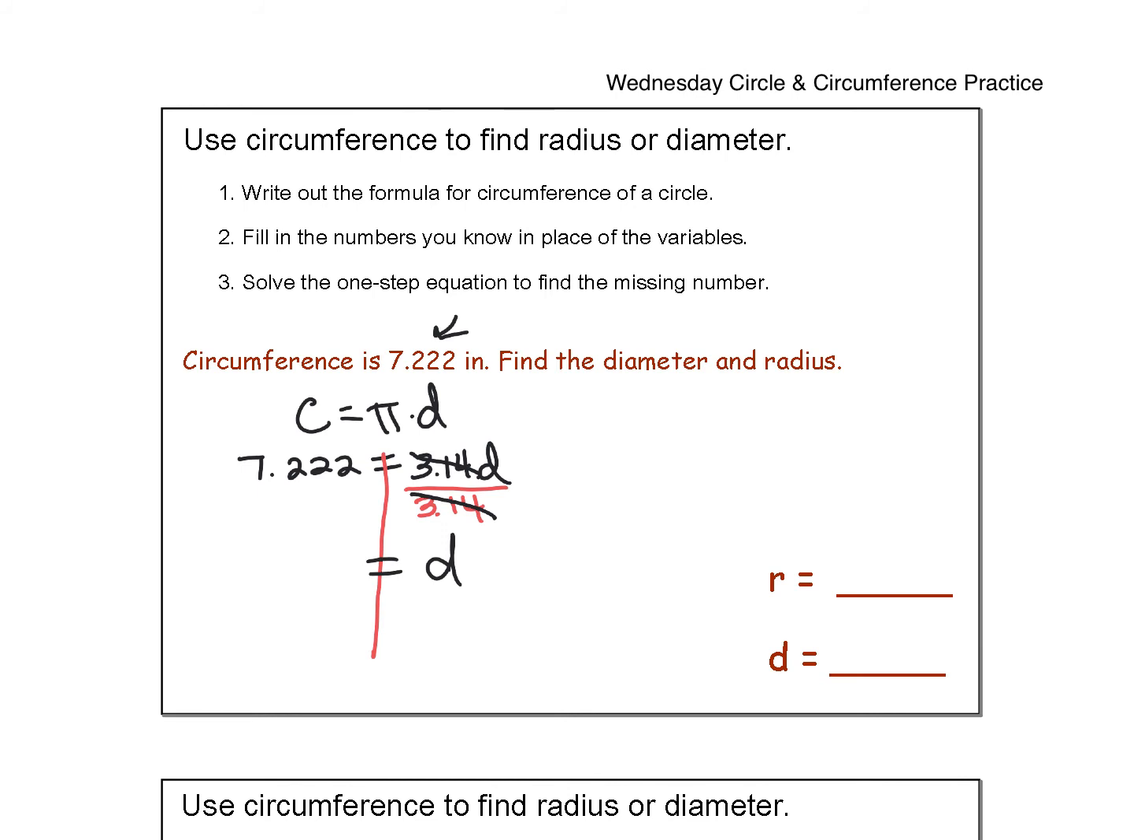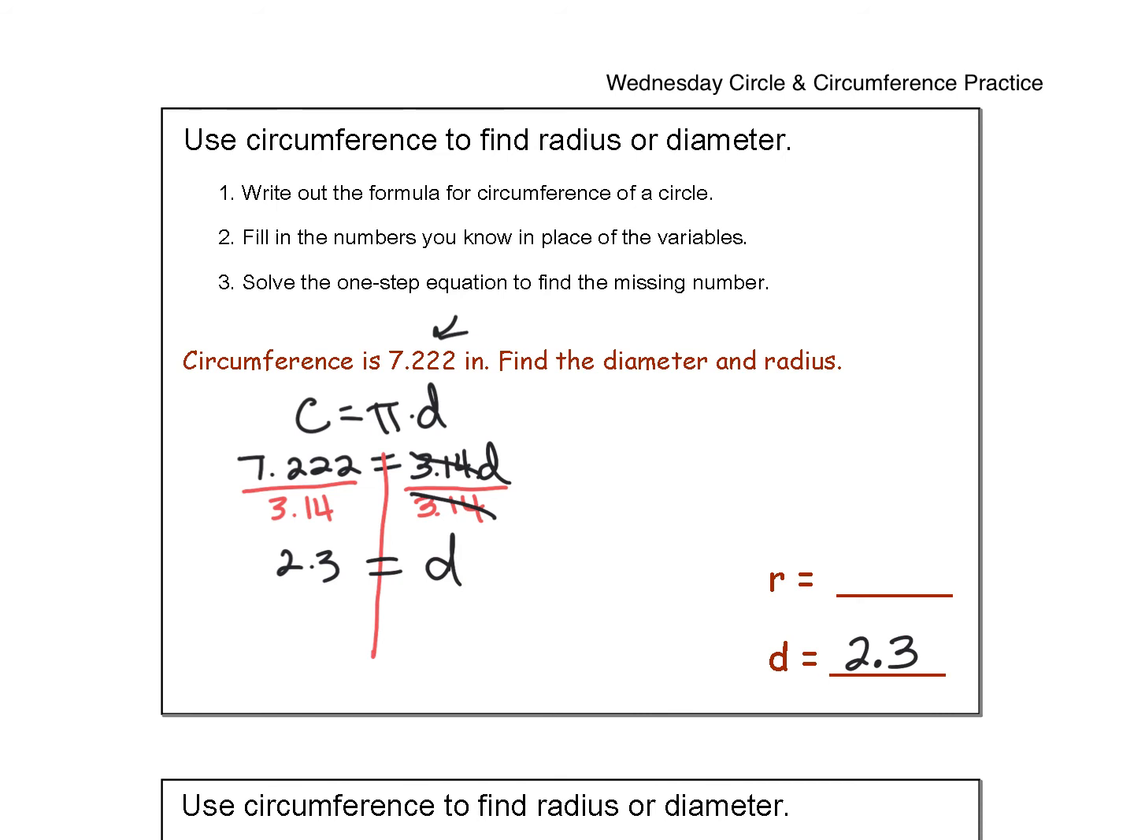All right, and then let's remember when we solve equations, whatever we do to one side of our equation, we always do to the other side of our equation. So since we divided the right side by 3.14, we have to divide the left side by 3.14. All right, so on my calculator right now, I'm typing in 7.222. See if you can beat me to the correct answer. Divided by 3.14, and your answer is 2.3. All right, so that means diameter is 2.3.